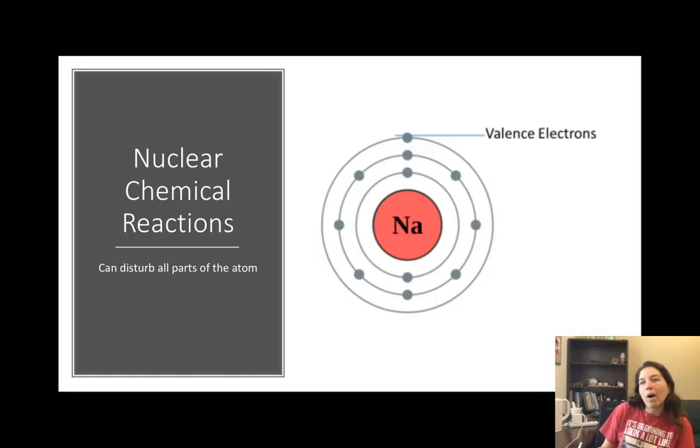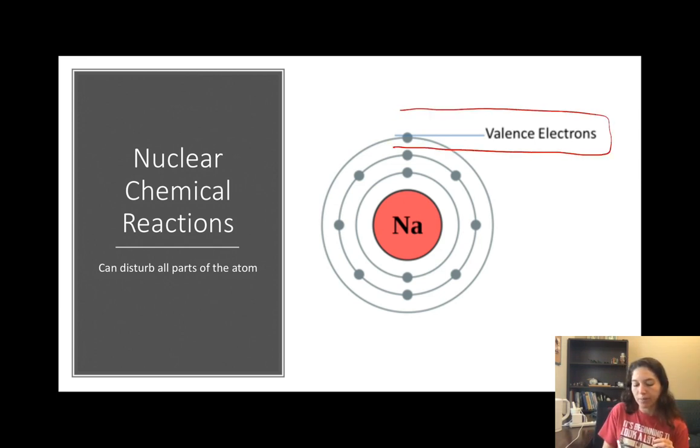So let's explore why nuclear chemical reactions are so unique and interesting and how they create power that we can harness and use for all kinds of applications. What's unique about nuclear chemical reactions, as opposed to, say, double displacement reactions or precipitation reactions that we learned about, is that nuclear chemical reactions can disturb all parts of the atom. When we discussed double displacement reactions, we had only discussed valence electrons. We had only said that these were the electrons that were moving.